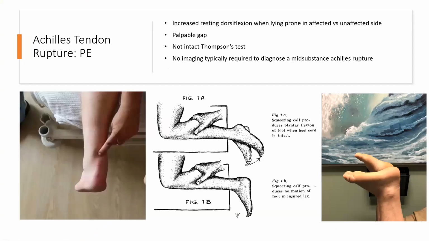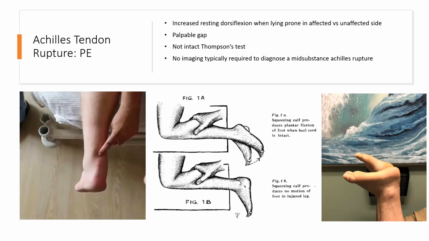So when you present to clinic, typically most patients will present with increased resting dorsiflexion when they're laying on their abdomen. So what that is if you look at the picture on the bottom right, this patient is laying on their abdomen, and the foot that's closer to the screen, their right foot, is the Achilles tendon rupture side. The left foot is the side that's intact, and you can see that the toes on the intact side are pointing towards the ceiling, and the toes on the non-intact or the ruptured side are pointing straight to the wall. And that's a very good indication that this patient has a full thickness Achilles tendon rupture.